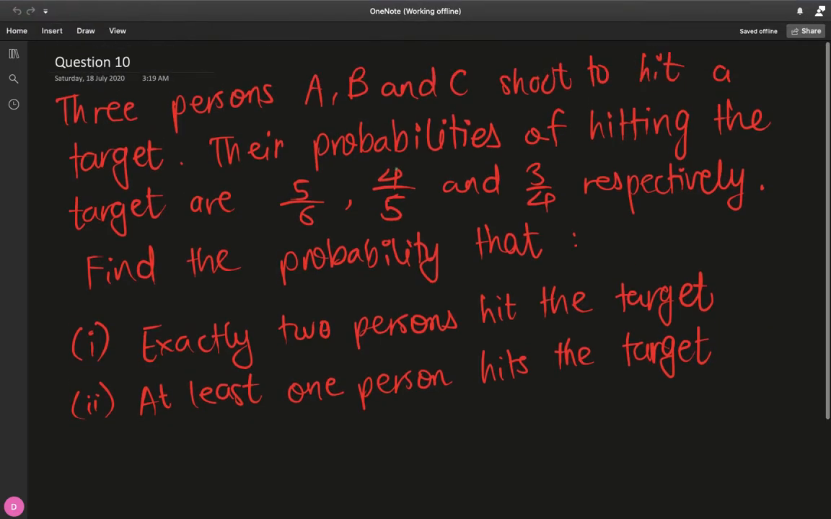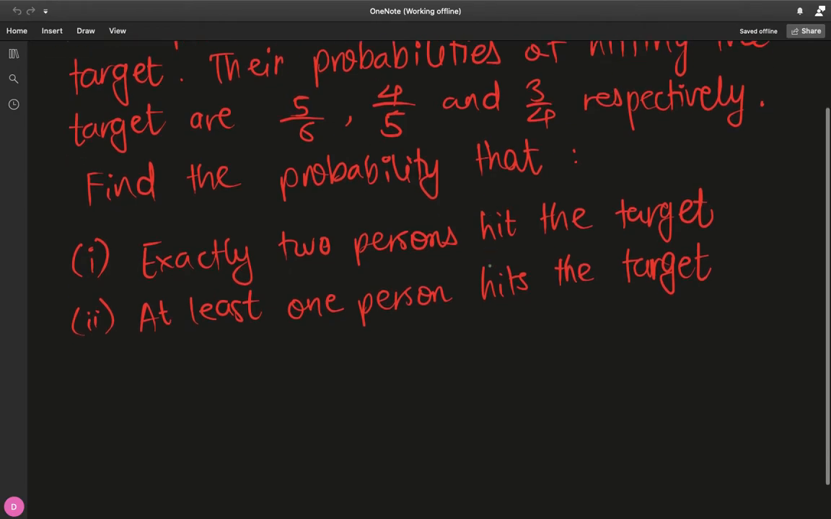Okay, so finally moving on to question number 10. The question says, three persons A, B and C shoot to hit a target. Their probabilities of hitting the target are 5 over 6, 4 over 5 and 3 over 4 respectively. Find the probability that, now it has two subparts, 1, exactly 2 persons hit the target, and subpart 2, at least 1 person hits the target.